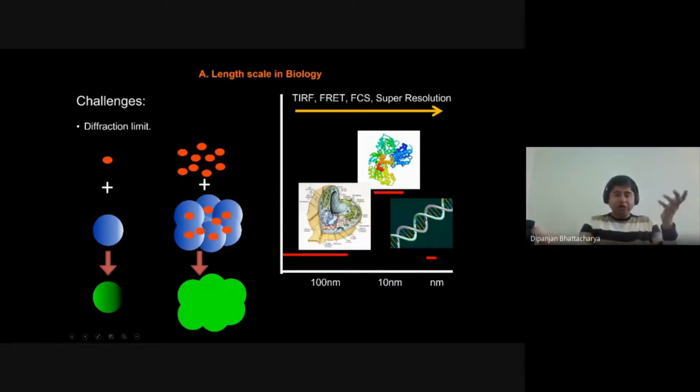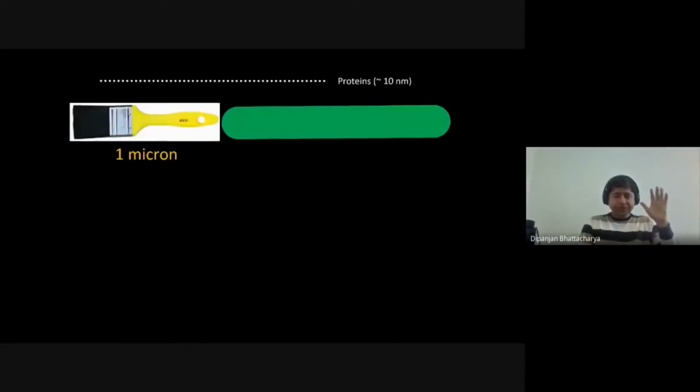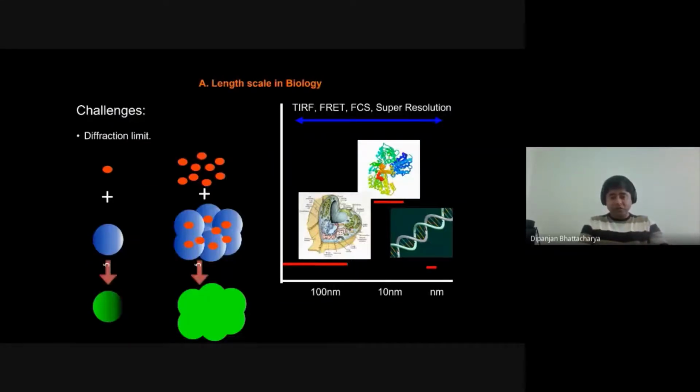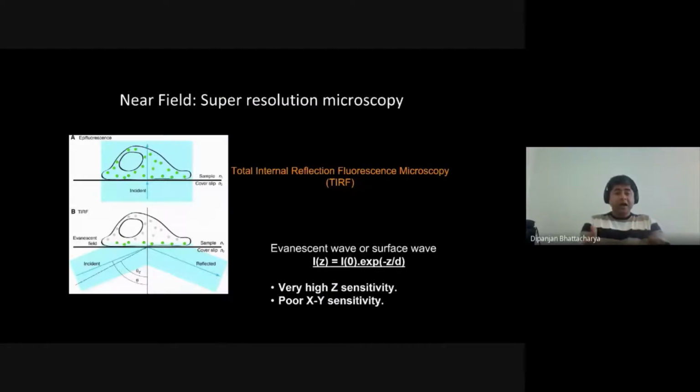So how to get it? There are spectroscopic techniques, which I won't be talking about in this one. But I will be mainly talking about how to beat the diffraction limit by imaging methods, which are called super resolution methods. There are two ways. One is typically called near field super resolution, which is TIRF.